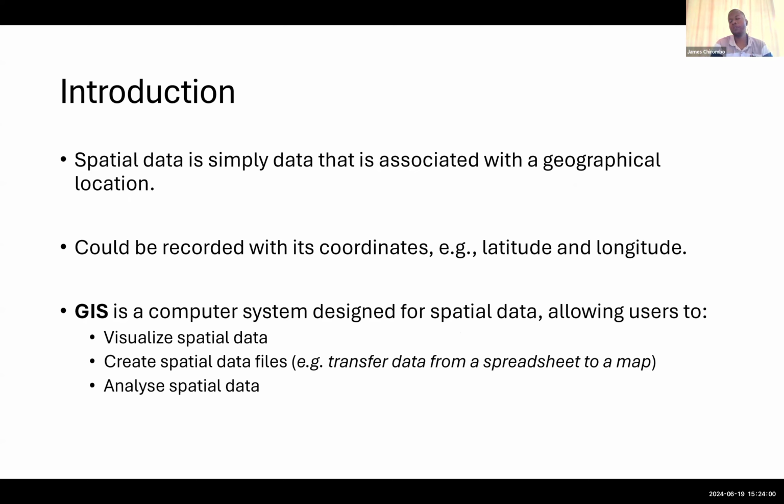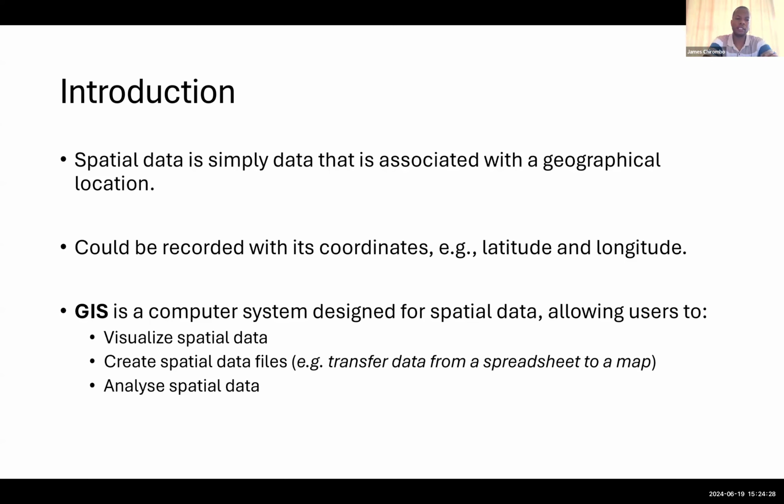So as an introduction, let's start with spatial data. This is just data that is associated with a geographical location. We are starting with this definition because, for us to talk about GIS risk mapping, we need to have data that is geographically indexed. So a good way to start is defining what spatial data is.